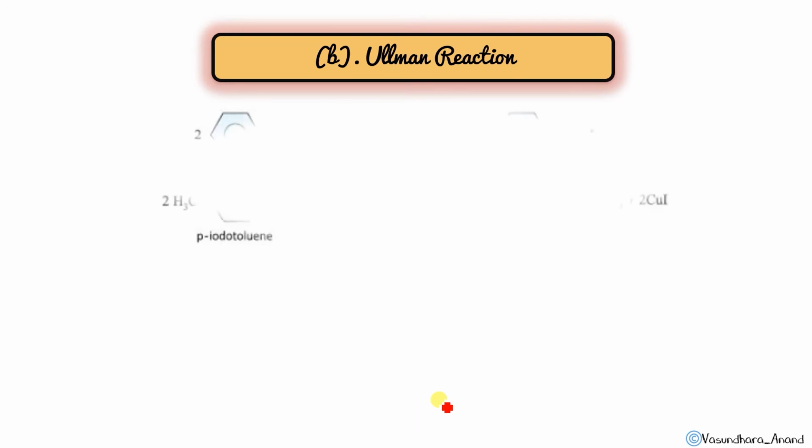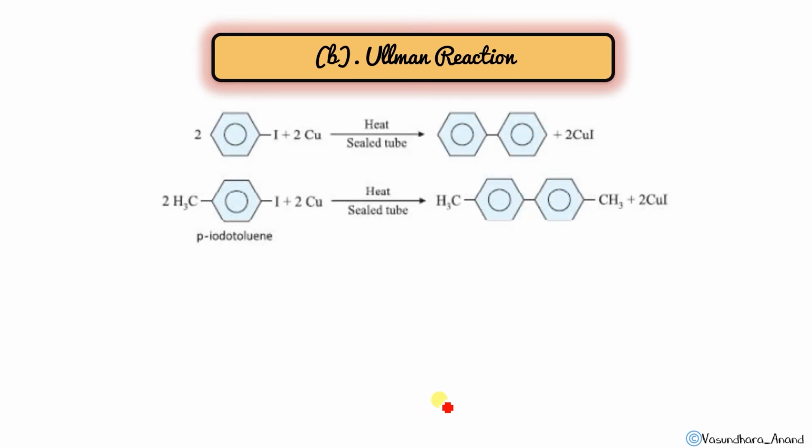Now the next is the Ullmann reaction. Ullmann reaction is with copper. If aryl halide reacts with copper in a heated sealed tube, it will again give you the doubled ring, and biphenyl it will give you. In this case, if it is the reaction with para-iodotoluene, then Cu2I2, or 2CuI, will come out, and then the rings will be attached. So this will give you this compound.